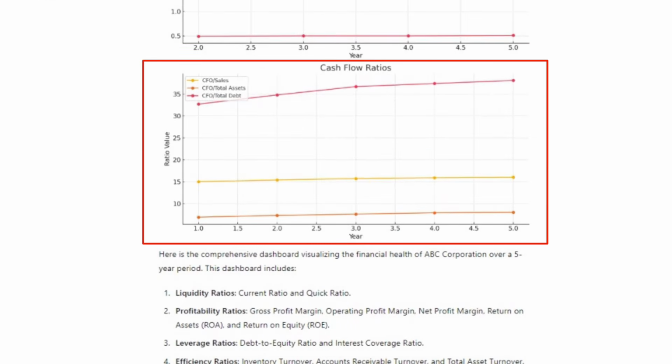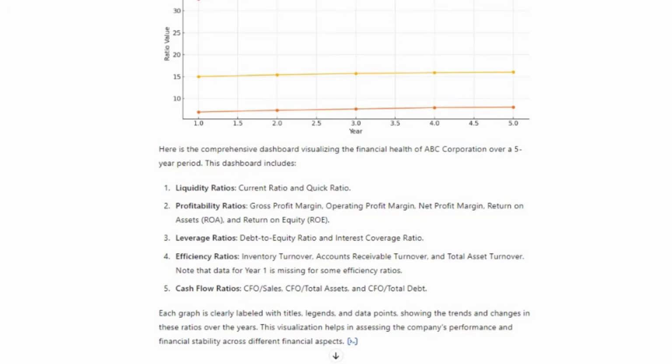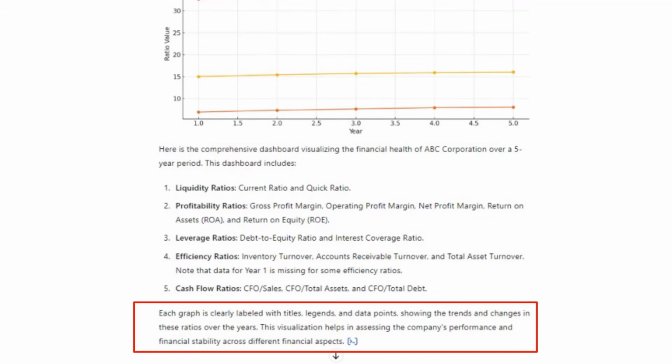In the cash flow ratios, we have graphs for CFO to sales, CFO to total assets, and CFO to total debt, which provide insights into the cash flow efficiency relative to sales, assets, and debt. Each graph was labeled with titles, legends, and data points, ensuring they were both informative and easy to understand.